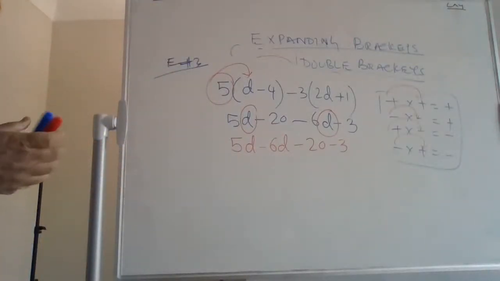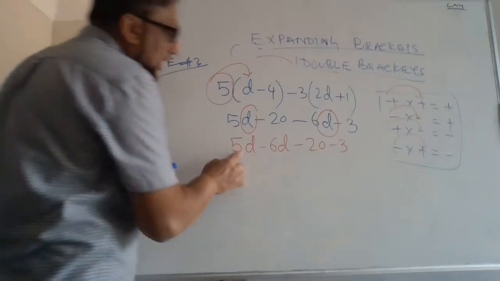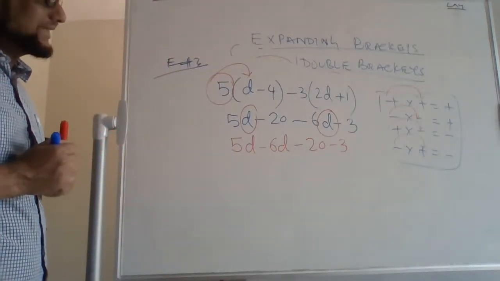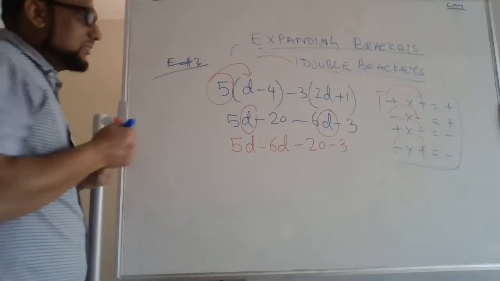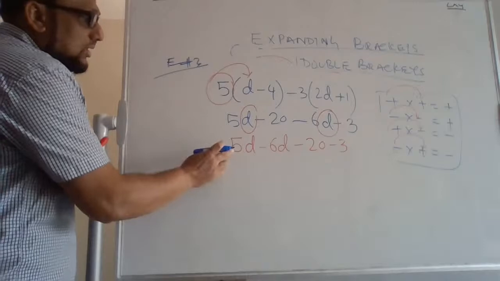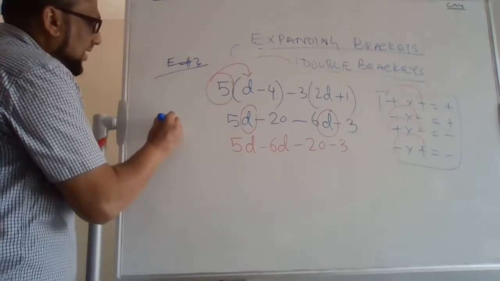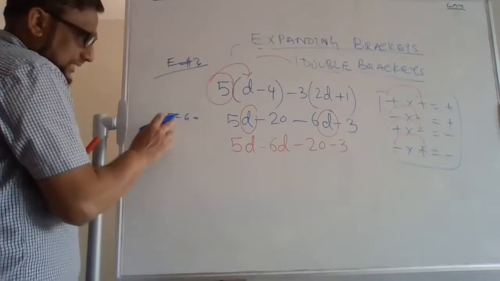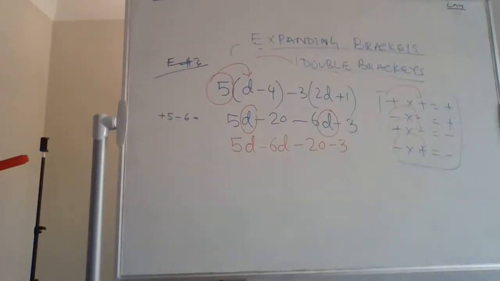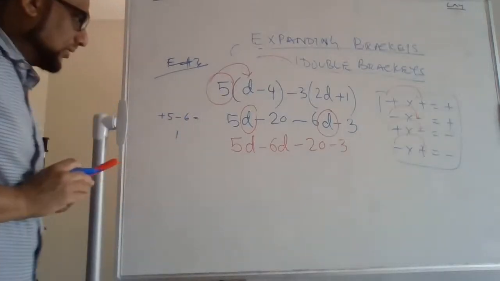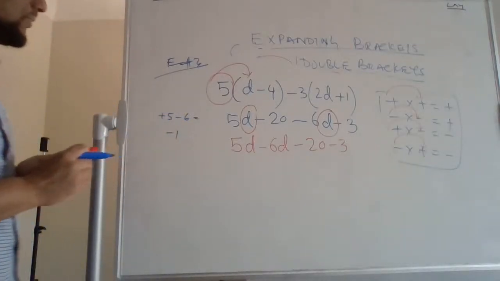So now 5d minus 6d. So it means very simple. You need to be careful. 5 means plus 5 and this is minus 6. So look at this one. 6 minus 5, which is only 1. Okay, it has a sign of minus.